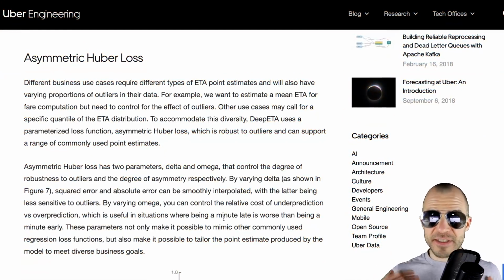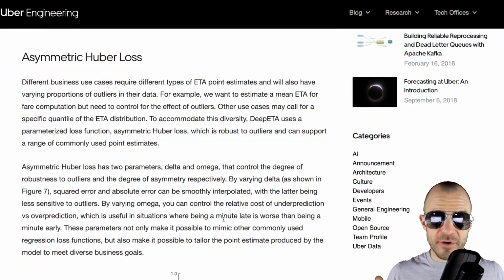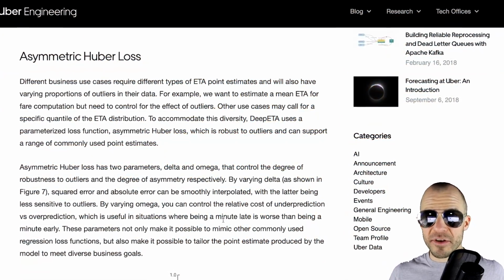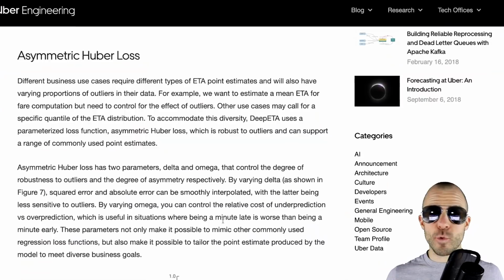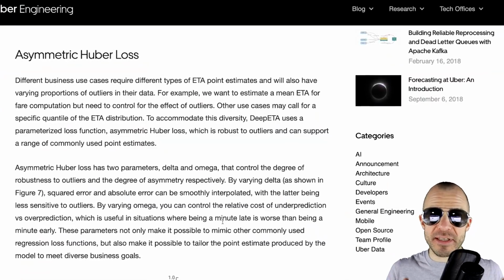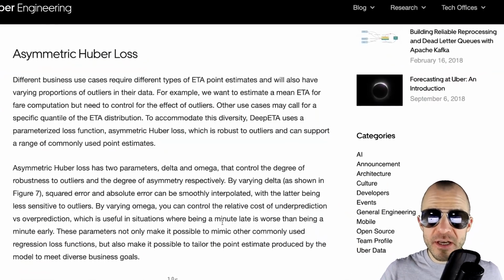There are also various considerations with respect to the loss, where they use the asymmetric Huber loss, arguing, for example, that being 1 minute too late is much worse than being 1 minute too early. So this lets the engineers tune the system in concordance with business decisions.